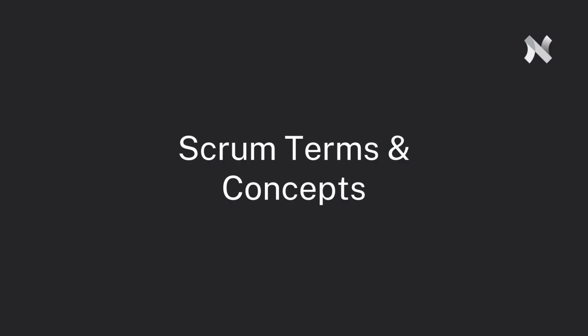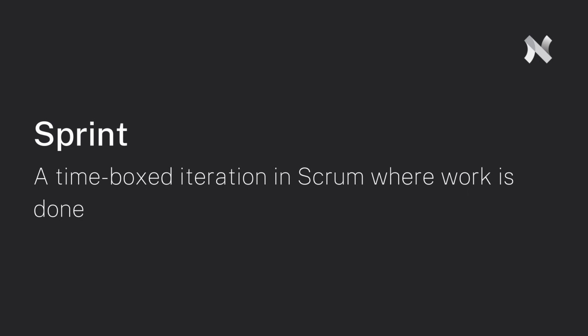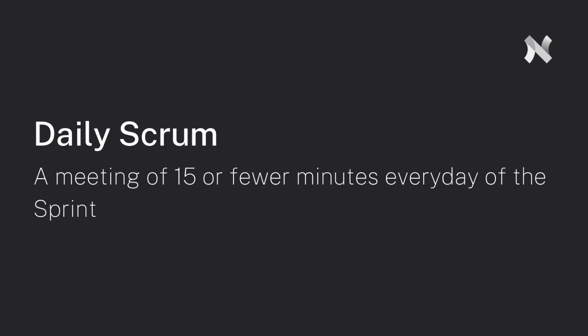First, let's review some terms and concepts specific to Scrum. The backlog is the central artifact in Scrum, where all possible ideas, deliverables, features, or tasks are captured for the team to work on. It's prioritized and proactively managed by the team continuously throughout the life of the project. The sprint is the name of the time-boxed period in Scrum where work is done. This sprint can be between 1 and 4 weeks long, but most sprints are around 2 weeks. This is often called the iteration. And then there's a practice called the daily Scrum, also called the stand-up. This is where the team meets for 15 minutes or less every day of the sprint to inspect their progress toward their goal.